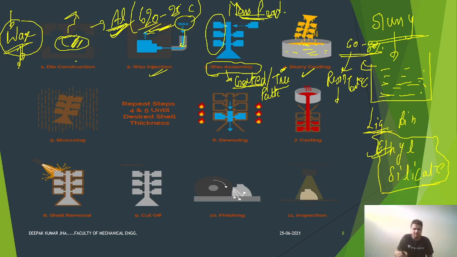Now many patterns can be attached to a single sprue stock. Now this stock is a vertical part, and sprue is a part in the gating system whereby the molten metal is poured into the different pattern assembly or the different gating elements. Now this sprue is a vertical chamber whereby different wax patterns are attached, which thereby will produce a cavity. Afterwards we'll see. Now this pattern is dipped again and again in the slurry coating.